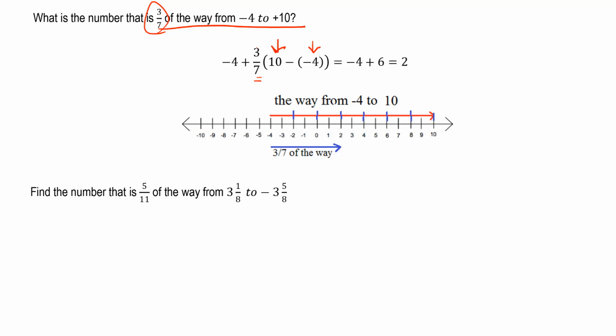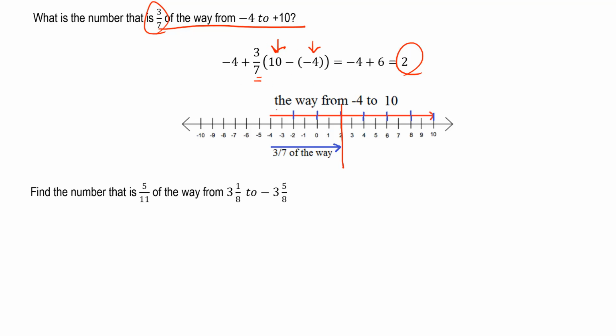And so 3/7 of the way, 1, 2, 3, is right here. That's where you're going. If you go 3/7 of the way from -4 to 10, you end up at 2. So you get the way, 10 minus -4, and you're multiplying that by 3/7.